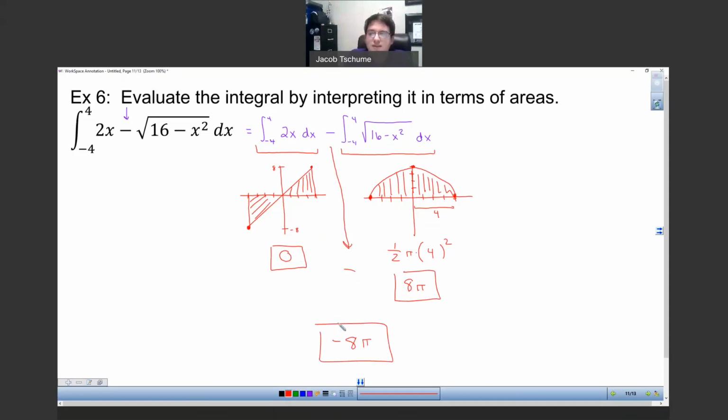So that's how you can take a really ugly function, break it up into 2 separate integrals, do each geometric area separately, and put your final results together. While we don't always use properties for everything, sometimes it makes life a little bit easier if we understand them. So very good.